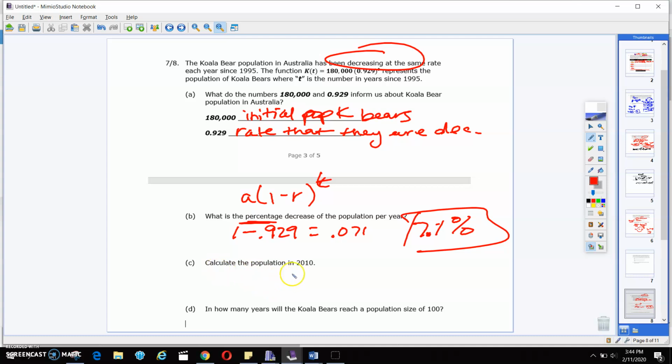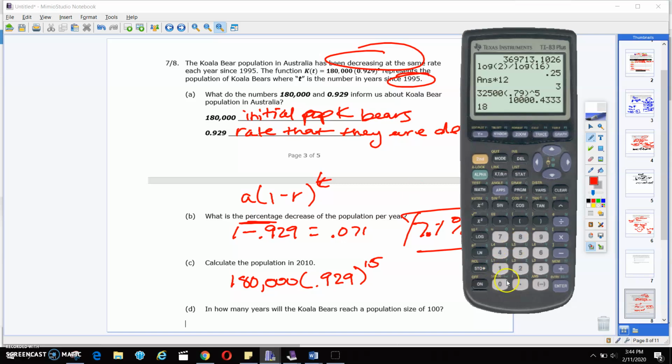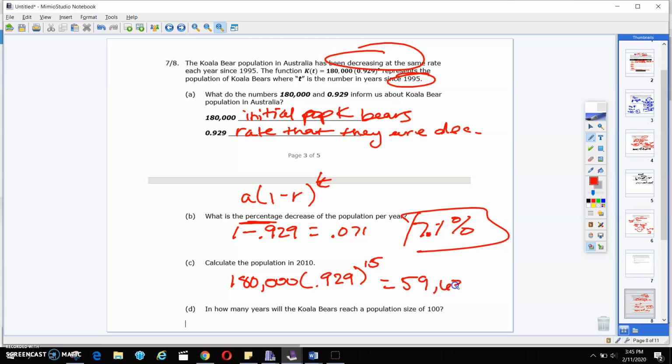On C, it says calculate the population in 2010. Well, if we start from 1995 and go to 2010, that's 15 years. So we're going to take the original equation, which they give up here, so 180,000, and we're going to raise it to the 15th power. So when we plug that into our calculator, we're going to have 180,000 times 0.929 raised to the 15th power. And that's going to give us 59,635 koala bears. So in 15 years, they're going to die out to only about 60,000, right?